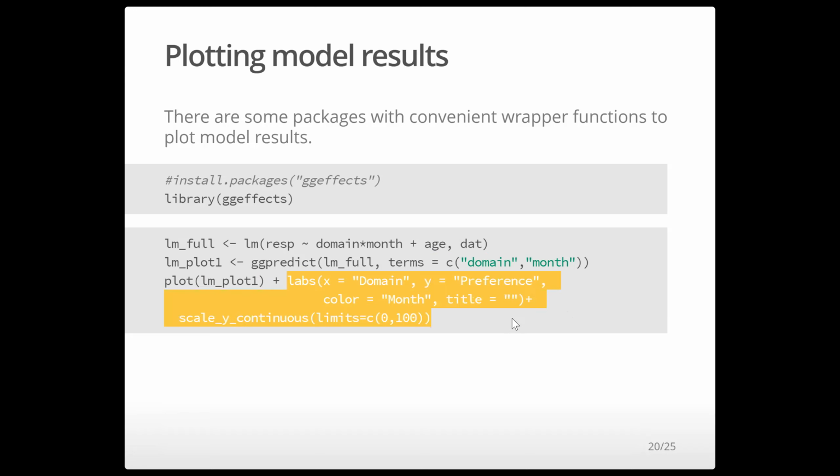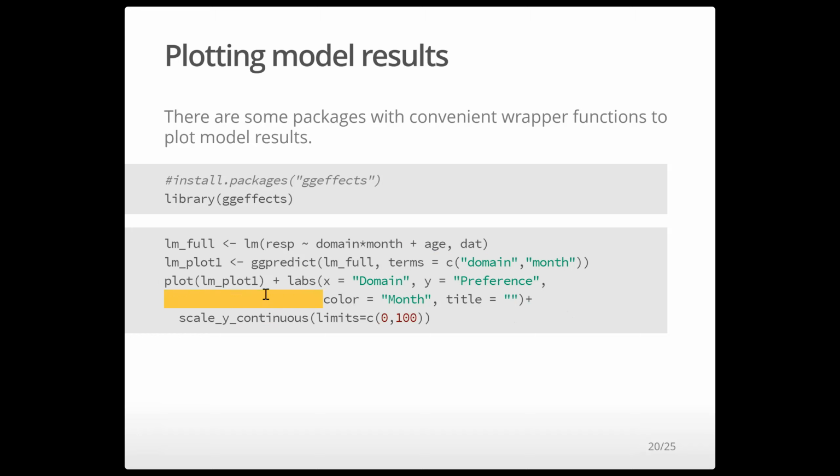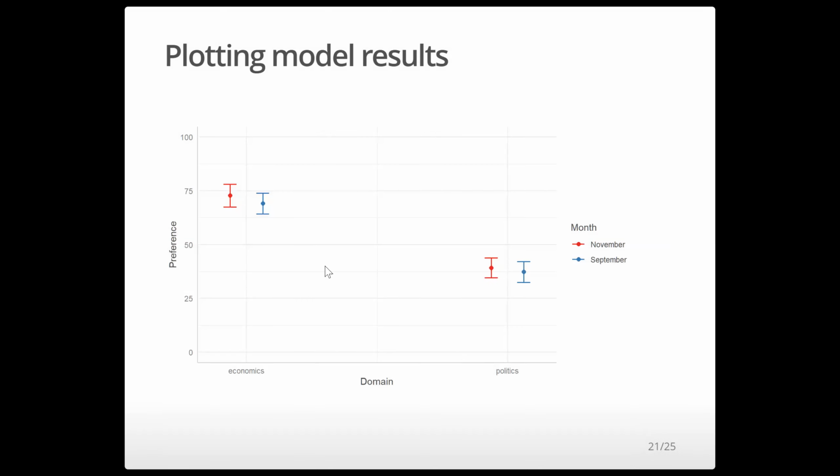So I'm just going to plot this, what I just made, and then after that, I can add any ggplot arguments I want onto this call. So here I'm changing the x-axis to be domain, the y-axis to be preference, color is month because month is what we're separating by, and I'm just deleting the title here. So there's no title, and I'm changing the scale of the y-axis to go from 0 to 100. And so you see this gives us these nice points and error bars.